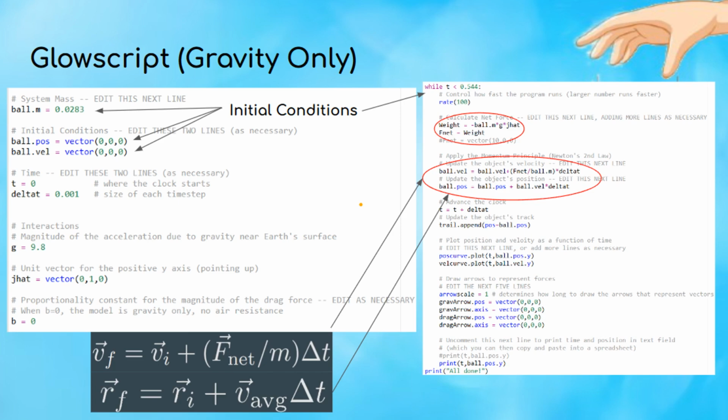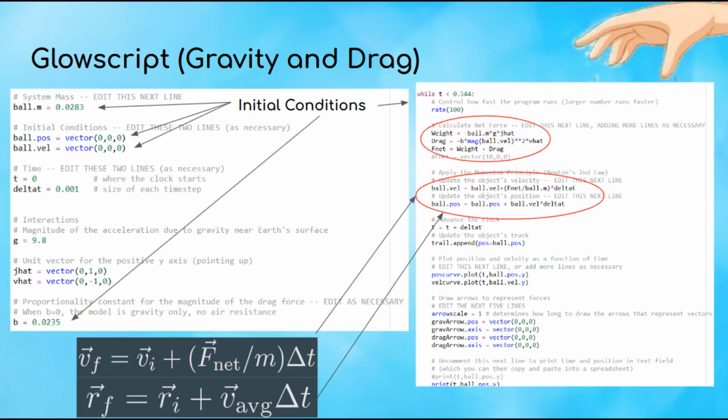For my while loop, I said while time is less than 0.544 seconds because that's the last recorded time from Tracker. And as you can see below that, I have the weight formula that we spoke of before written out in a computational code form. The net force for this model will only include the weight of the object and not account for drag. Below this, you can also see the position and velocity update formulas embedded into our code.